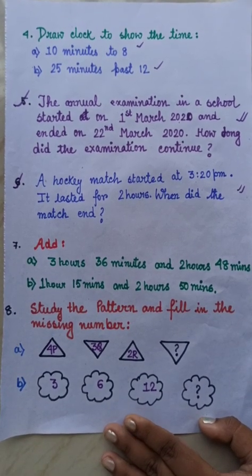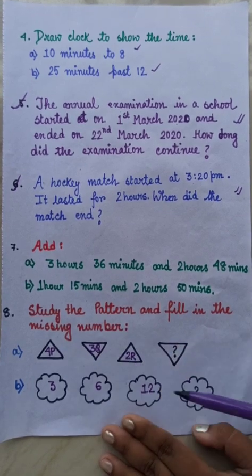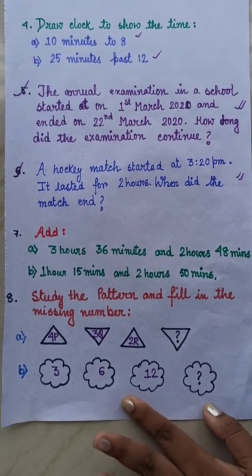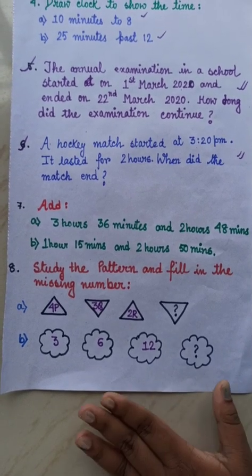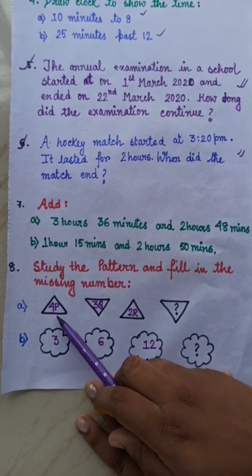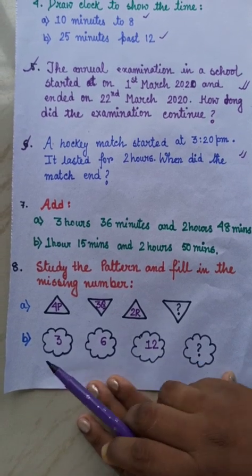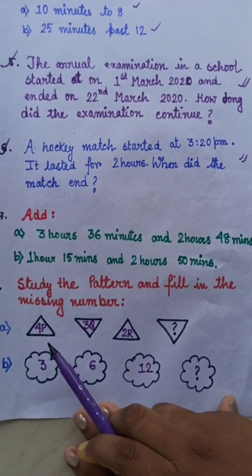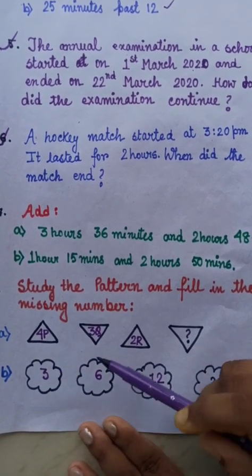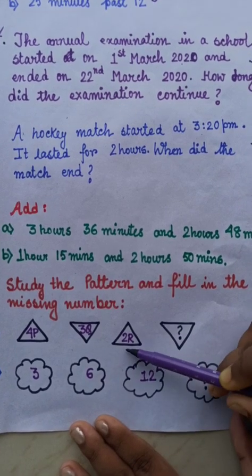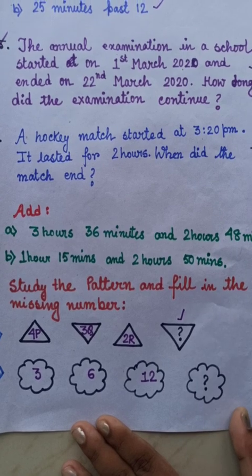Okay? Next, study the pattern and fill in the missing numbers. You can see what is written here, 4p. I know the writing is a little small, so maybe it will be difficult for you to understand. Again, I am repeating it. It is 4p, then 3q, then 2r. Then what will be the missing number here? You have to write the number.